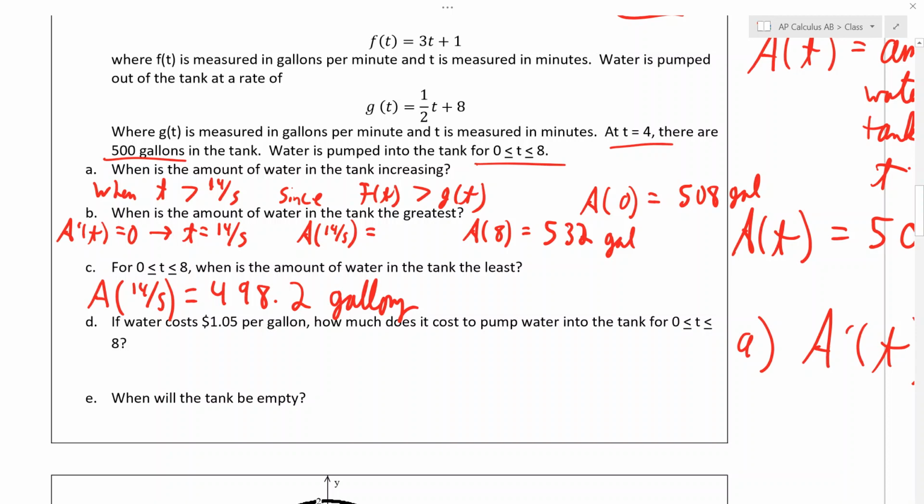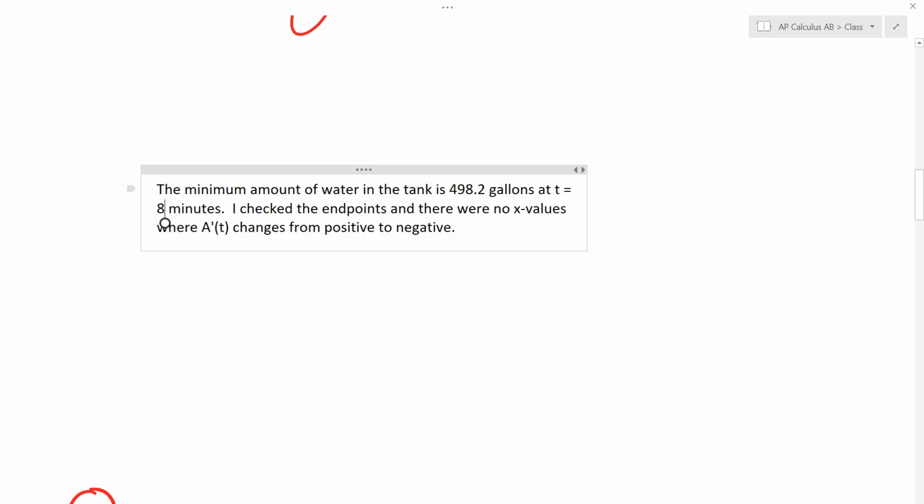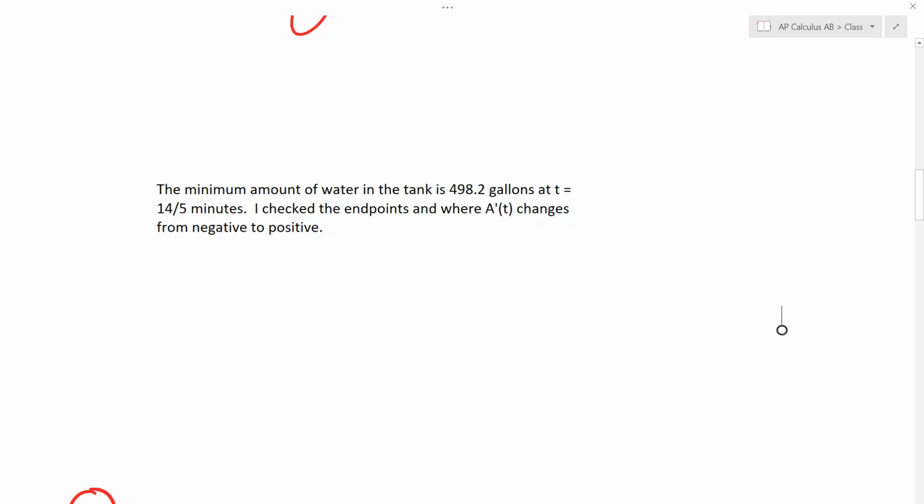So you write a sentence for this too. Same exact thing. Let's come over here and change it. This is so easy. The minimum amount of water in the tank is 498.2 gallons at t equals 14/5 minutes. I checked the endpoints, and where a prime of t changes from negative to positive. Because we look for a min, we're looking for what changes from negative to positive. The derivative changes from negative to positive. Notice I'm not saying it, I'm saying a prime of t.